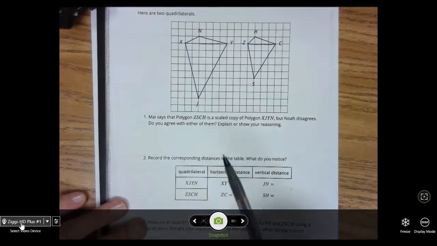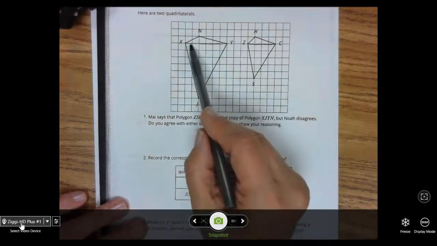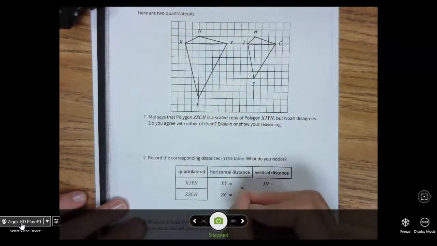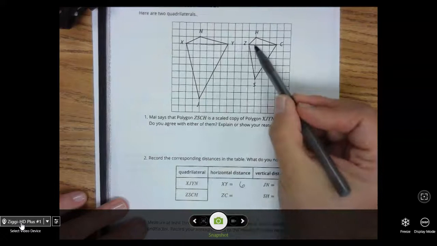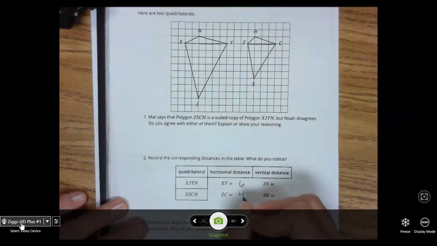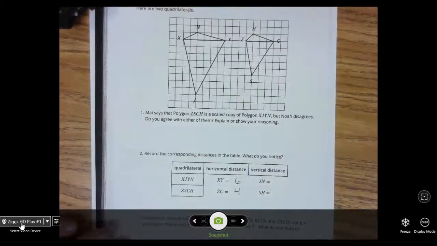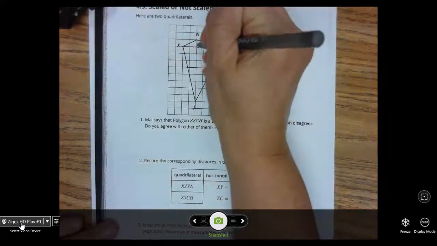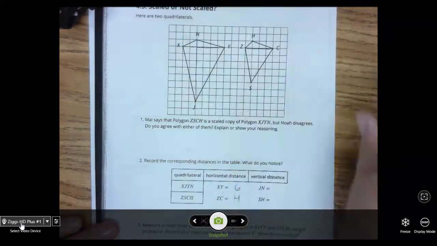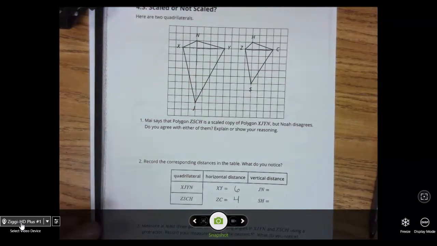And first, just up here, go ahead and write what you think. Do you think it's a scaled copy, and why or why not? And then you just put that in there. Okay? But we're going to actually record the distance from X to Y is 1, 2, 3, 4, 5, 6. And from Z to C is 1, 2, 3, 4. Then it says find the vertical distance from J to N. So we're looking for this long distance here.